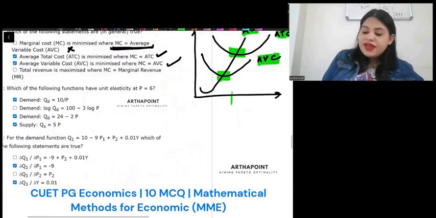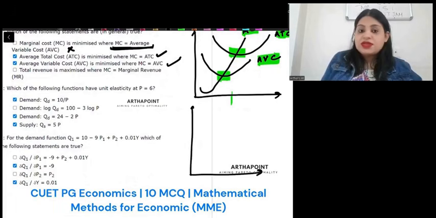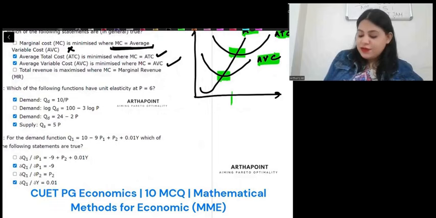Okay, total revenue is maximized when MC is equal to MR. No, but when MC is equal to MR, that is not when total revenue is maximized. Total revenue is maximized when, so just think about it. Let me give you an example.